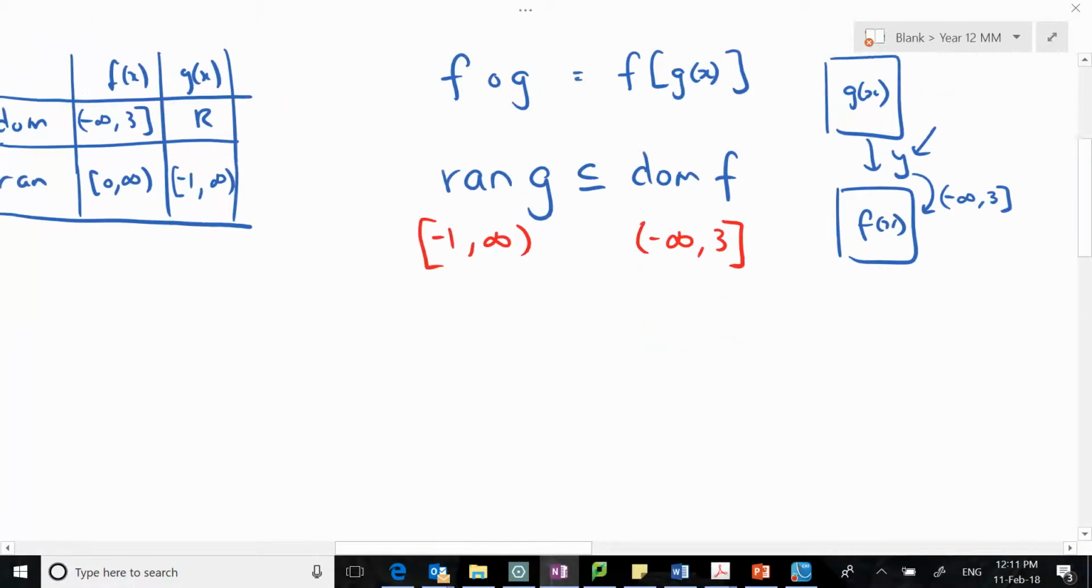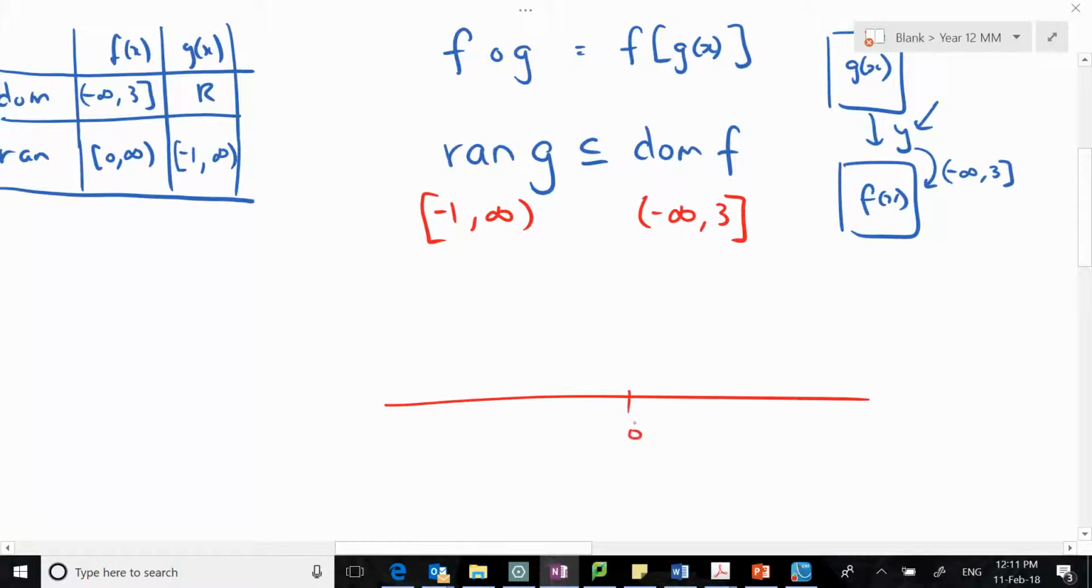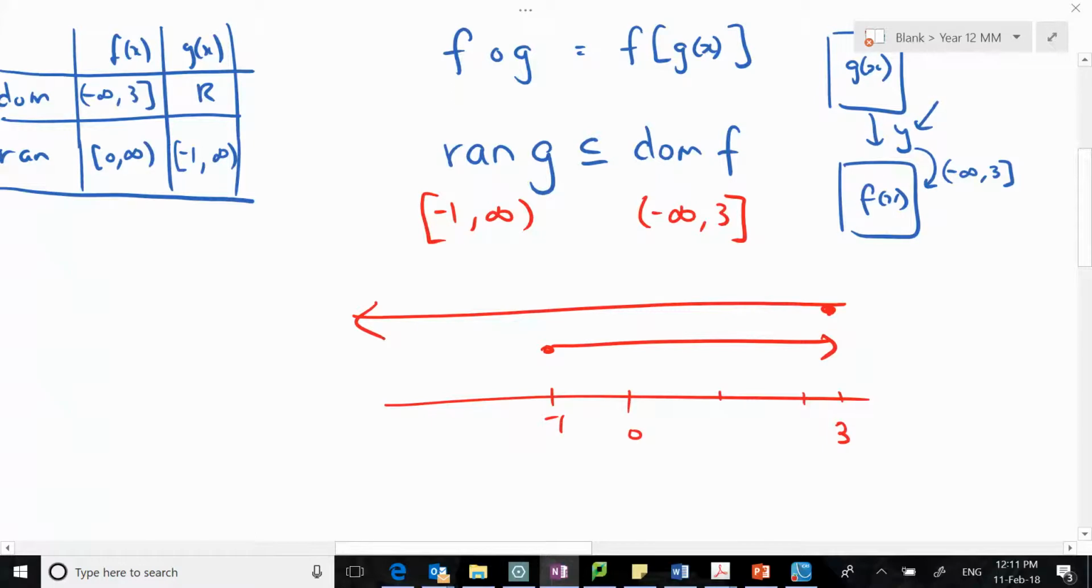No, that ain't a subset. If you think of it as a number line, negative 1 to infinity will look like that. Okay, and then negative infinity up to 3, let's say 3 is over here, it would be like that. Okay, so you can see it's not a subset.